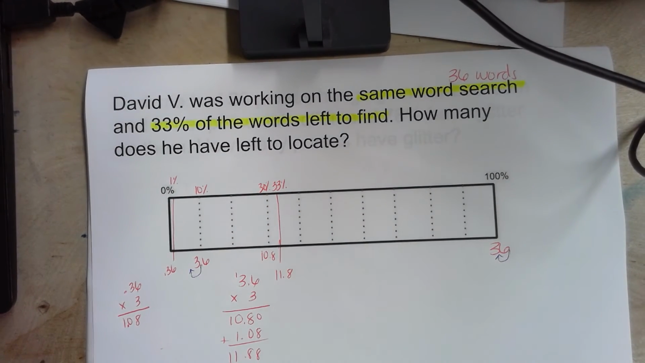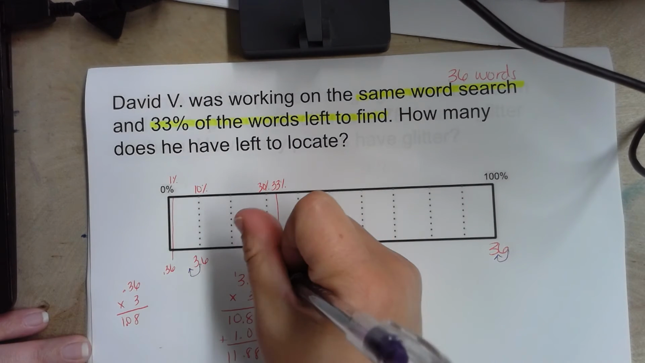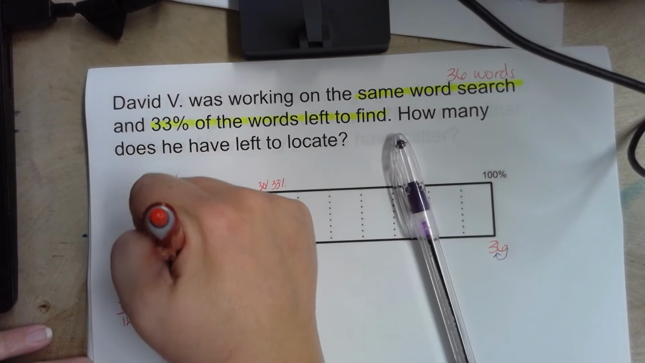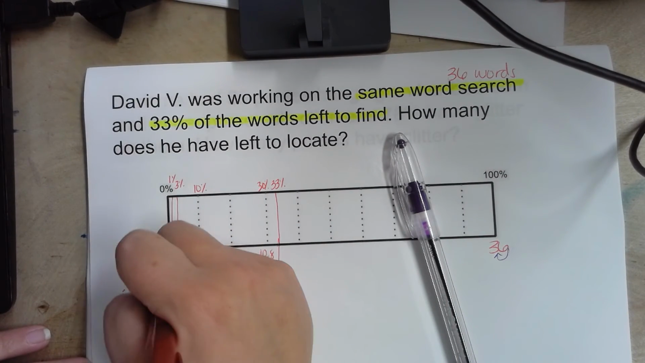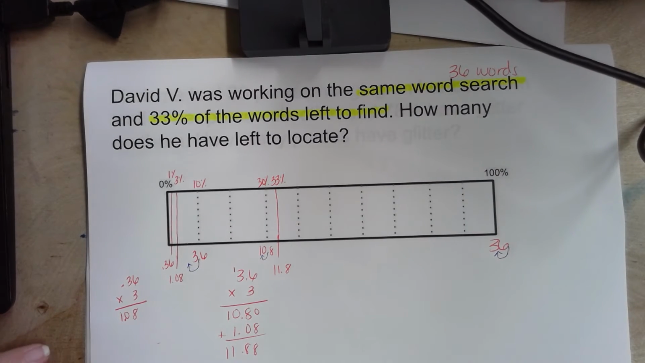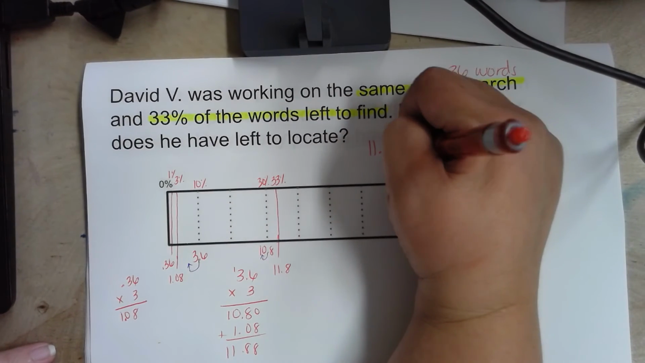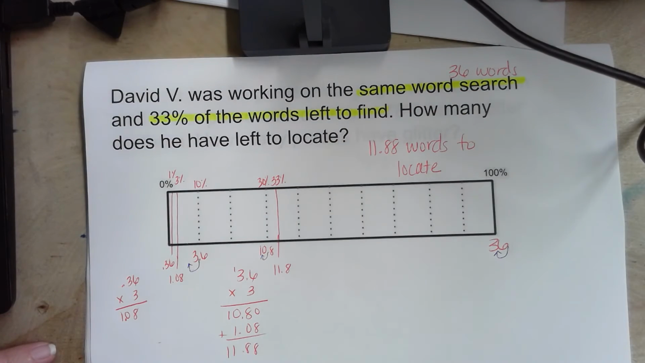But you could also do this. You have 30% right here and you need 3 more percent. You could have done a place value shift, and that would get you 3%. And that would give you 1.08. So either way would work. So how many words does he have left to locate? 11.88 words to locate.